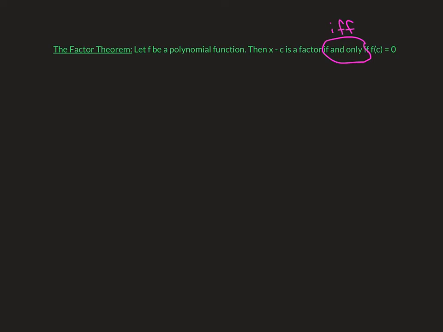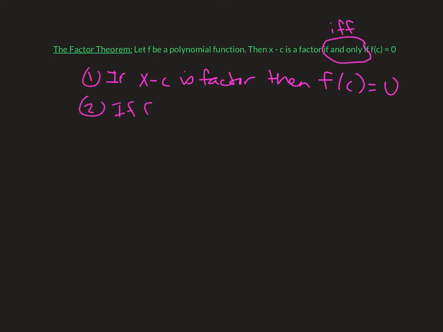So basically what this means is that if x minus c is a factor, then f of c equals 0. That's the first part of it. The second part is if f of c equals 0, then x minus c is a factor.